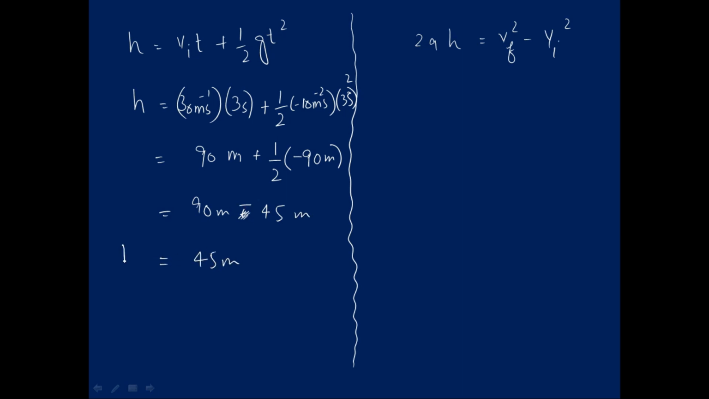This is the 45 meter. The maximum height that the ball attained in 3 seconds is 45 meters. Now with the help of the third equation, the same answer will appear, but we have to check it.